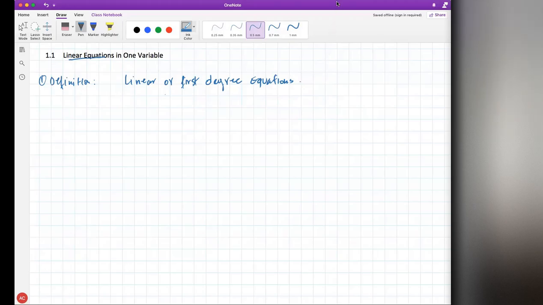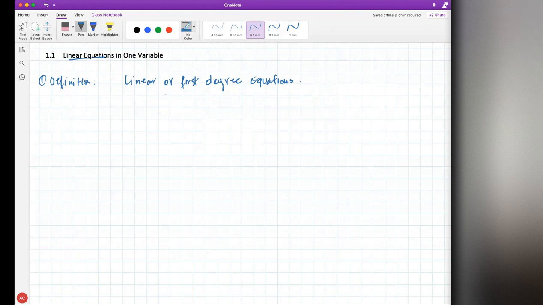Okay, so the topic of the day is linear equations in one variable. Let's start by defining them. We call them linear or first degree. That means the same thing. We're going to see why we call them that.